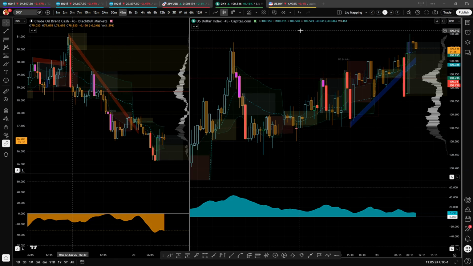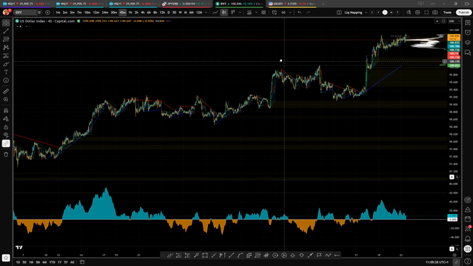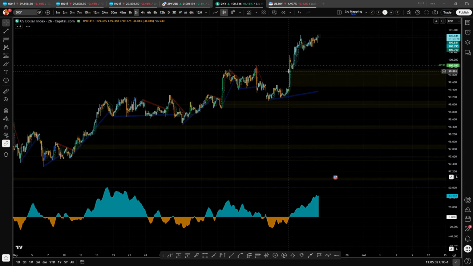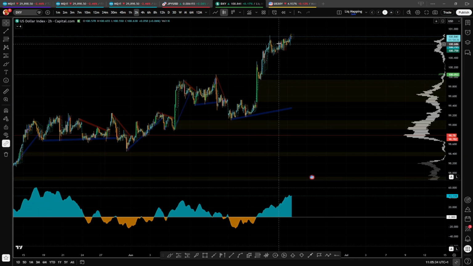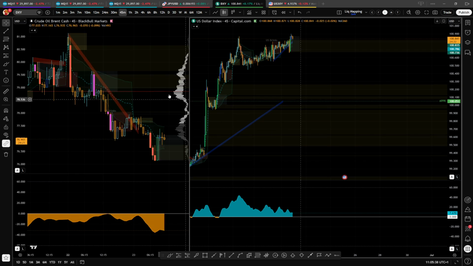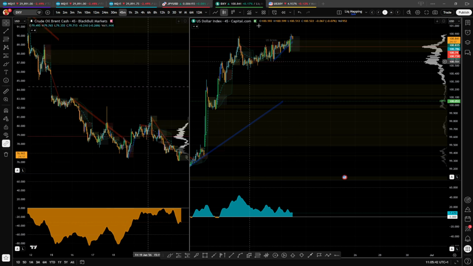Where are we with other markets? So the dollar's pushing up and is pretty strong, honestly. Dollar is pretty strong, which is something to note. It does make sense that the market has moved down. Oil is just continuing its kind of grind lower.